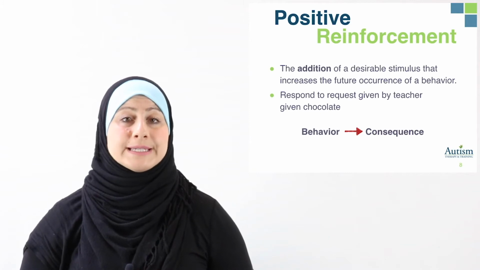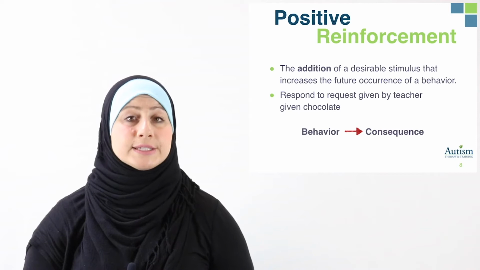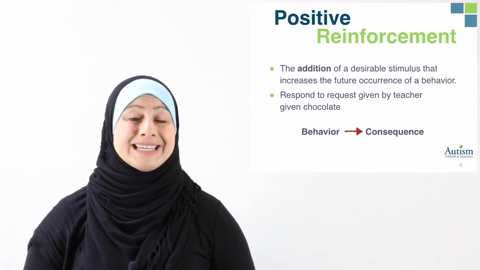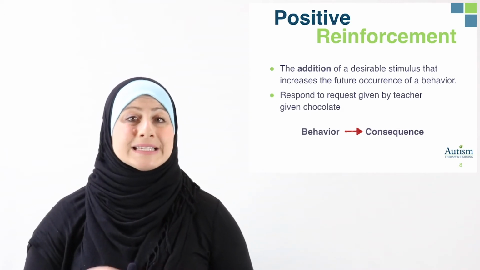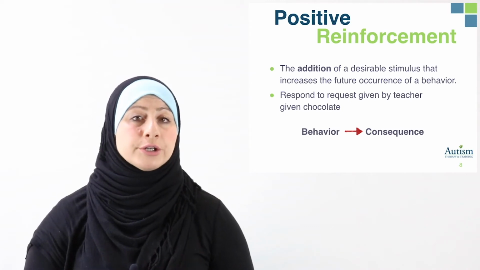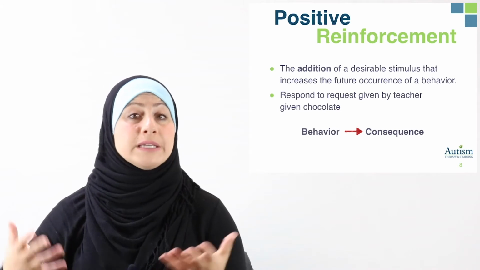Positive reinforcement is the addition of a desirable stimulus that increases the future occurrence of a behavior. The key in the definition is addition of a desirable stimulus. This means that something is given following the behavior. For example, you tell your learner to sit down, the child sits down on the floor, and you give a piece of chocolate.